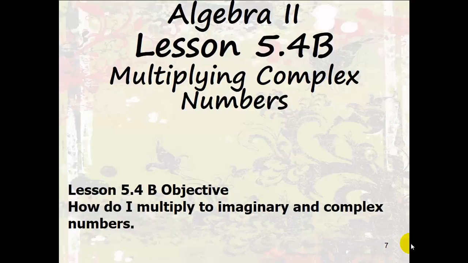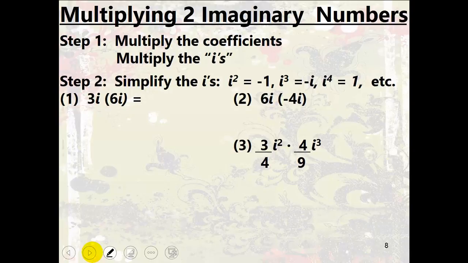All right, welcome back. We're going to learn how to multiply complex numbers. We're actually going to start by multiplying two imaginary numbers, and then we're going to multiply imaginary by complex and complex by complex. So very simple.